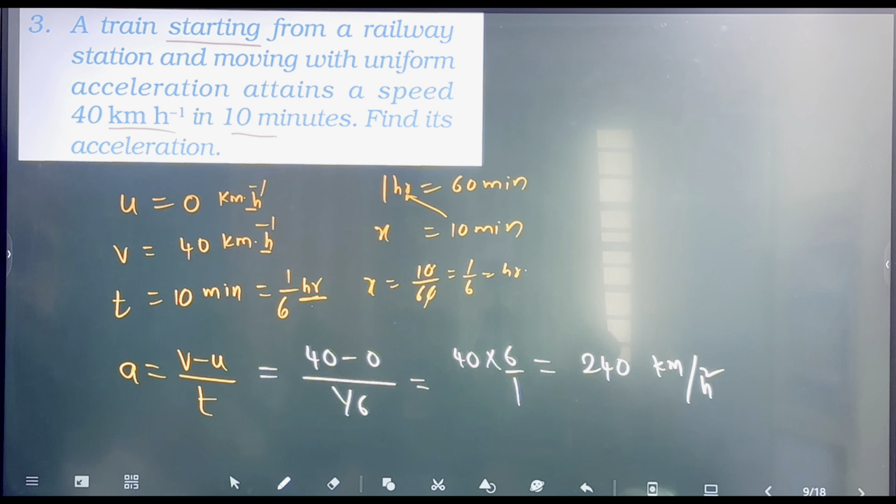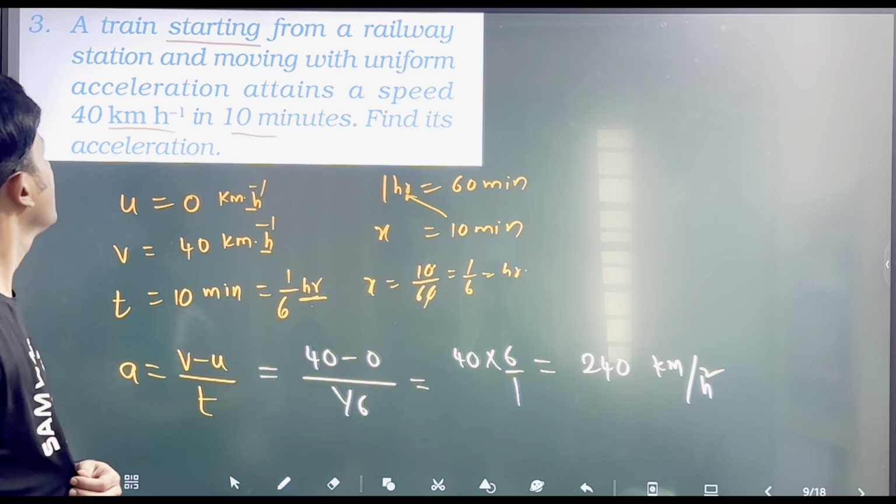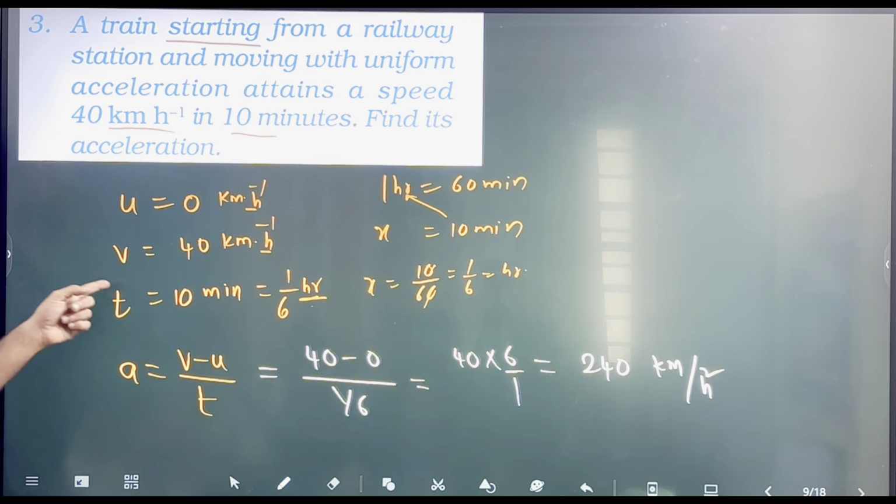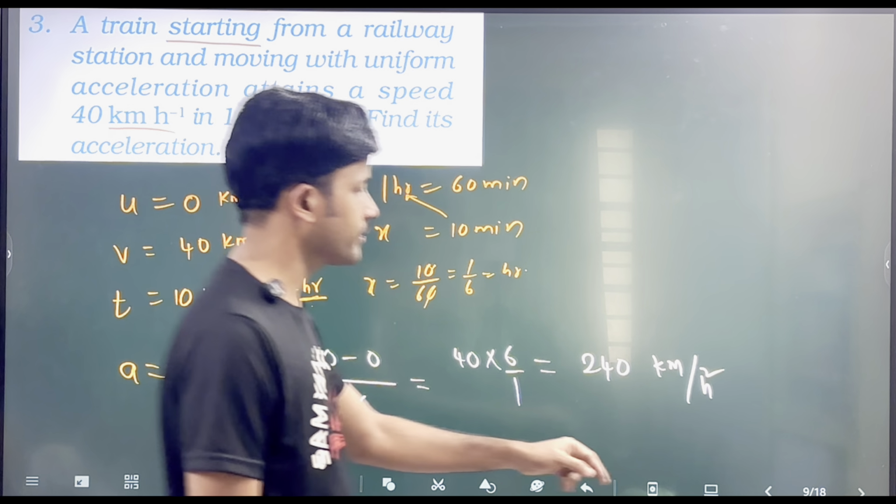Suppose if you want to change into meter per second, you multiply by 5 by 18 here, and here also you multiply by 5 by 18, then it will convert into meter per second square. Is it clear everyone? Yes, any doubt here? Shall I move on? Okay.